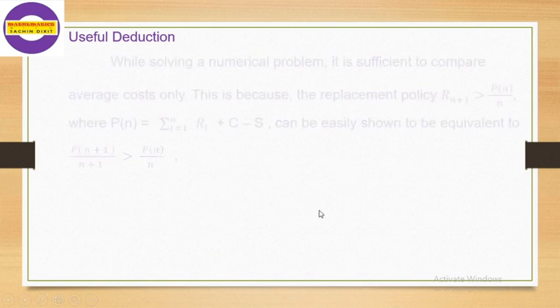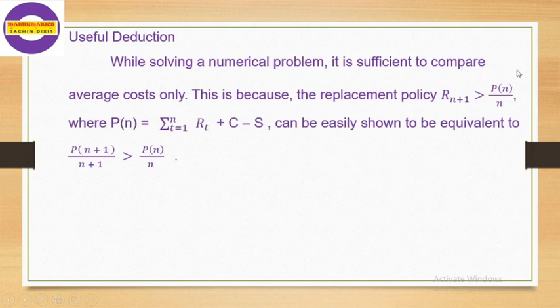Now, one more point we have to discuss in this case, that is useful deduction. That is, in solving the numerical problem, to compare the average, it is sufficient to compare the average cost only. This is because the replacement policy which we derived previously, Rn plus 1 is greater than Pn upon n, where Pn is summation t varies from 1 to n Rt plus c minus s, can be easily shown to be equivalent to P of n plus 1 divided by n plus 1 is greater than P of n divided by n.